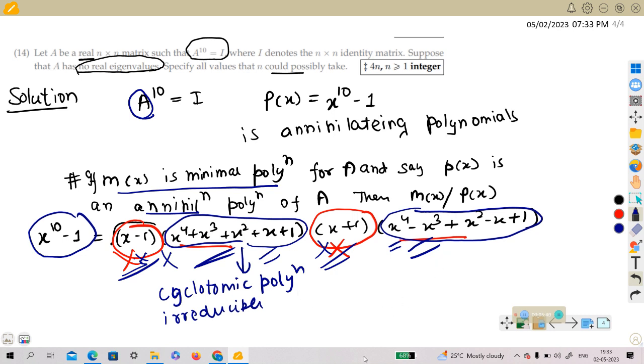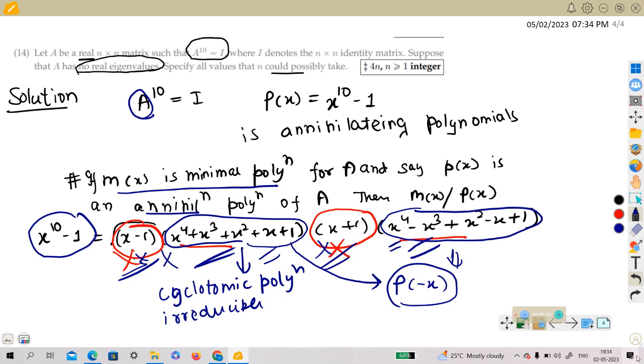And this other polynomial comes from this polynomial by p(minus x). If p(x) is irreducible, then so is p(minus x). Therefore, both are irreducible polynomials and they can have only complex roots.